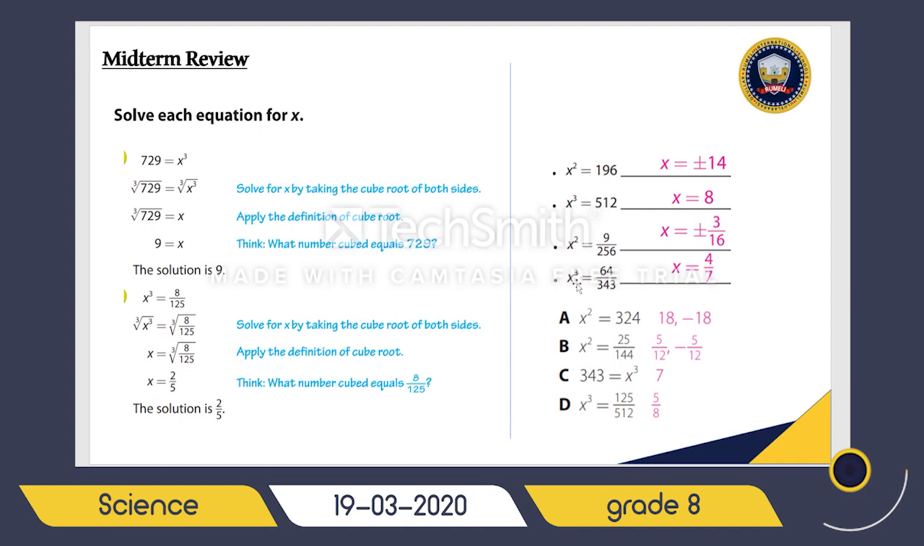Finally, x cubed equals 64 divided by 343. How can I solve this equation? Again, taking the cube root of both sides. Cube root from here cancels out with the cube. So my x equals the cube root of 64 divided by 343. The cube root of 64 is 4, and the cube root of 343 is 7. So my solution for this equation is x equals 4 over 7.